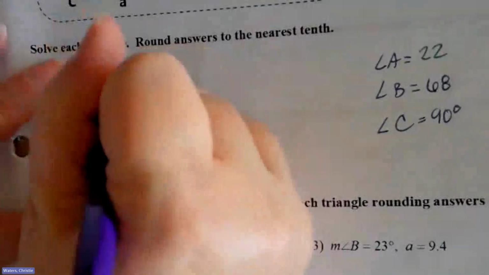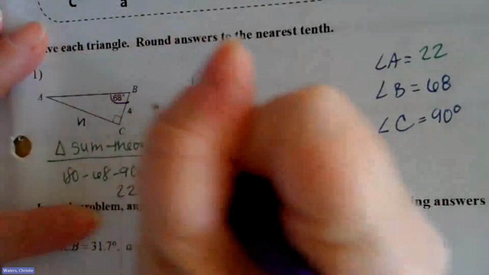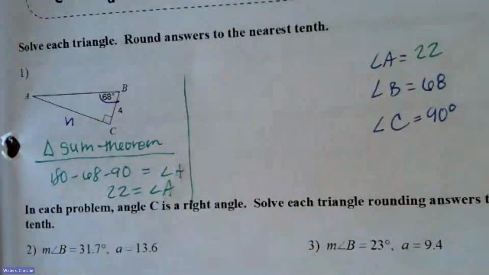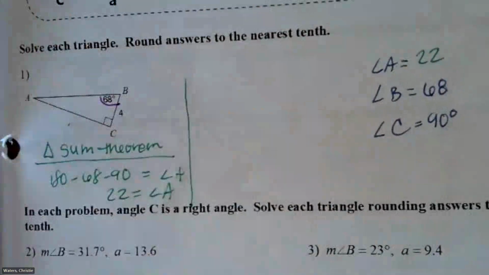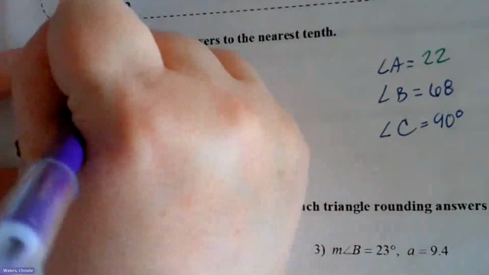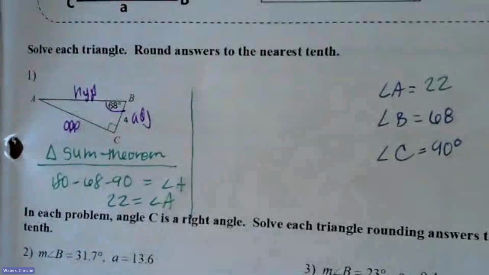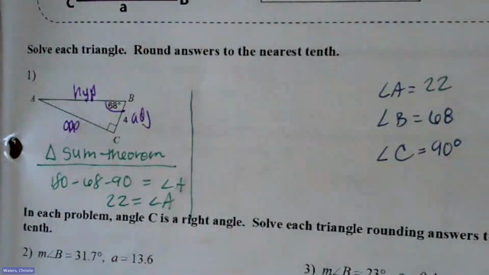So I'm going to use 68 as my focus angle. So that makes this the hypotenuse. This is, oh, that is not the hypotenuse. That is the opposite side. This is the hypotenuse, and this is the adjacent. So looking at this, it does not matter which one I find first. I can go in any order I want to.